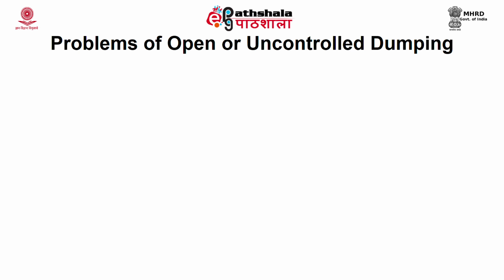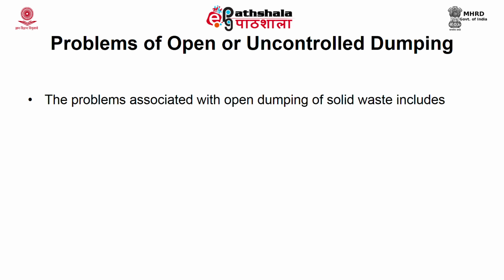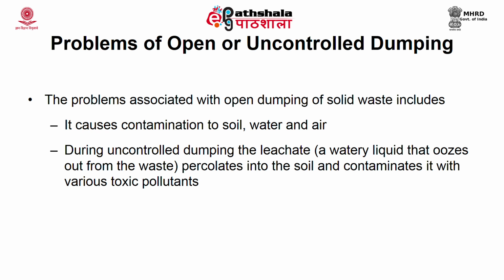Now, let us look into the various problems associated with open dumping. First, it causes contamination to soil, water and air. During uncontrolled dumping, leachate, which is nothing but a watery liquid that oozes out of a material during degradation, percolates into the soil. When it percolates into the soil, the contaminants or pollutants enter the soil.